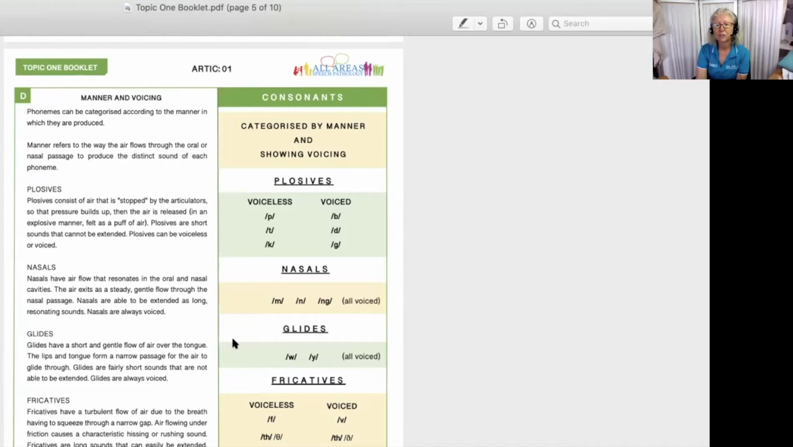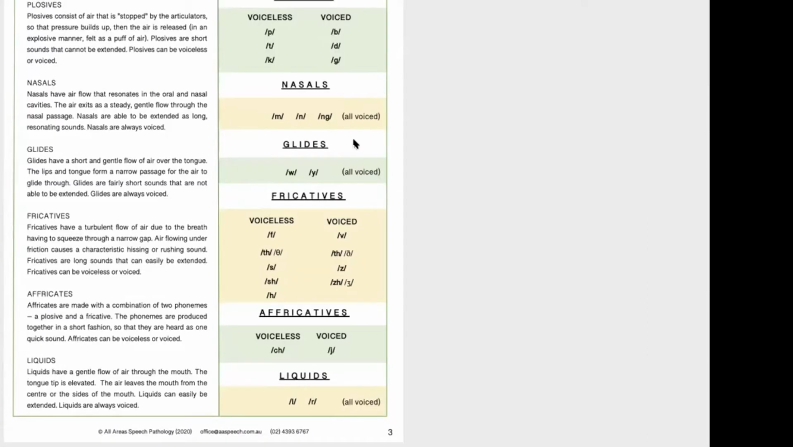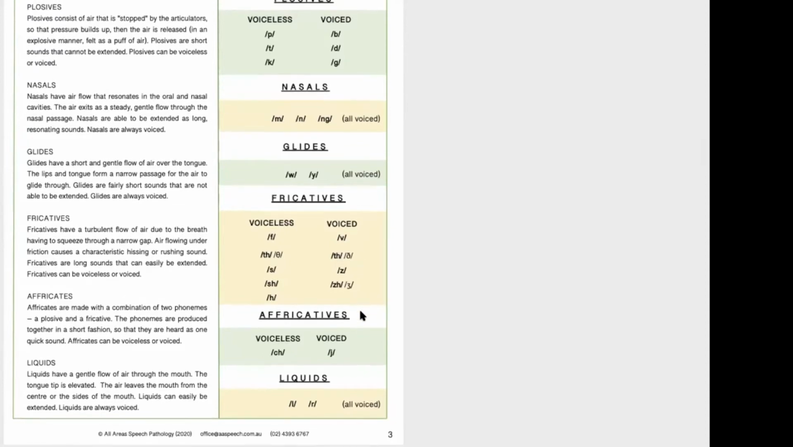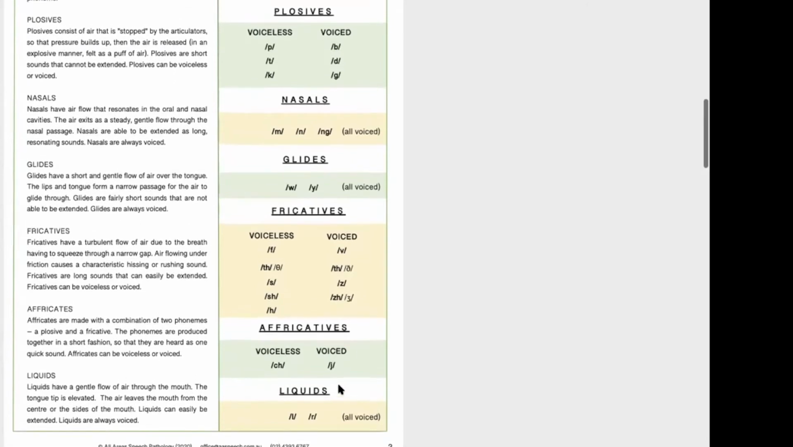And if we have a look on the right-hand side of the page, and I'm just going to circle it with my cursor, we have the plosives, the nasals, the glides, the fricatives, the affricates, and the liquids. Now, sometimes affricates might be written as affricatives. So I've written over here affricates, and here I've written affricatives, just because both terms are sometimes used. But affricates is the most common term.